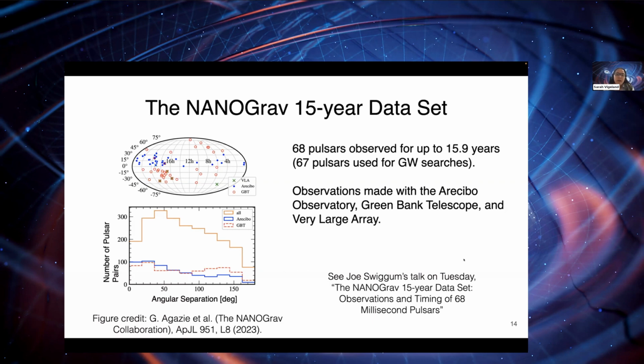On the bottom, I'm showing the distribution of angular separations probed by our pulsar pairs. This is very important for being able to detect correlations and also distinguish the type of correlations. You want to have good coverage over a range of angular separations. The Hellings and Downs curve goes plus, minus, plus. So you need to have pulsar pairs across that whole range so that you can actually see it.